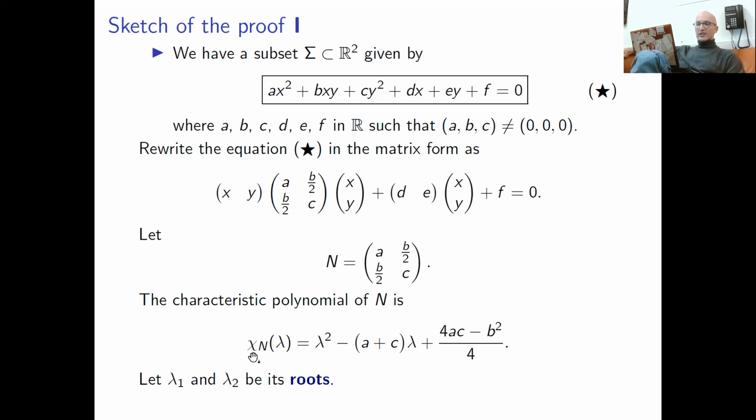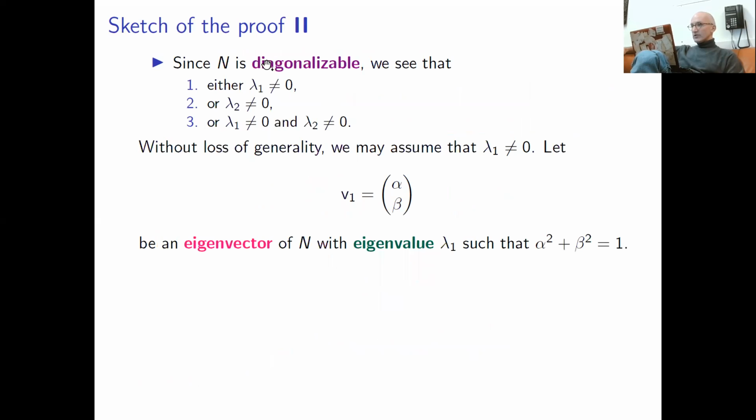Also notice that by assumption, A, B, C cannot be simultaneously 0; otherwise this is just a polynomial of degree 1. This basically means that the matrix N is not the zero matrix. This implies that at least one of these roots is not 0. If both roots are 0, this immediately gives us that this matrix is 0, which is not the case by assumption. Okay, good. So one of the eigenvalues is not 0.